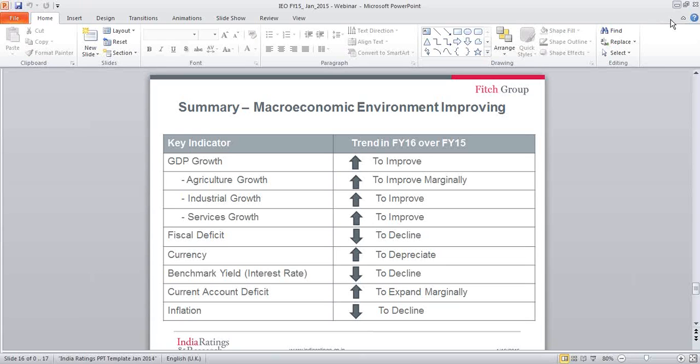And also the fact is that if you look at the Cabinet Committee on Investment, they have given clearances to a number of large projects which were stuck due to one or the other reason. However, despite all that, the investment on the ground is just not picking up. And the reason for that is threefold.